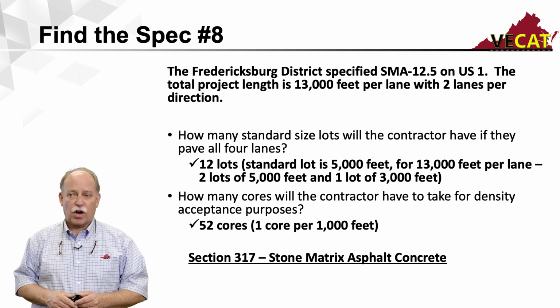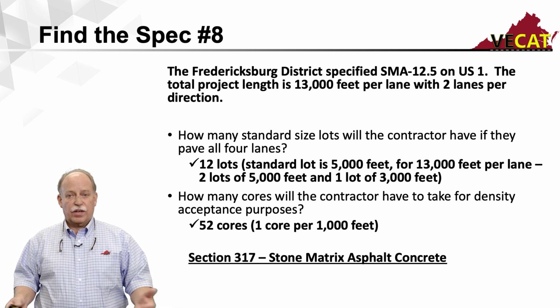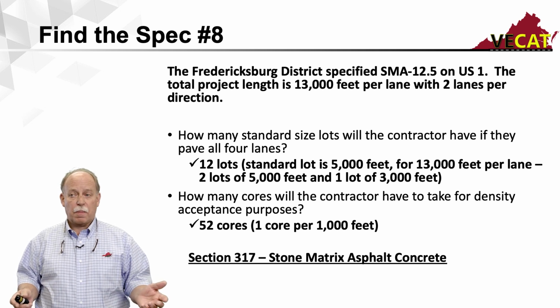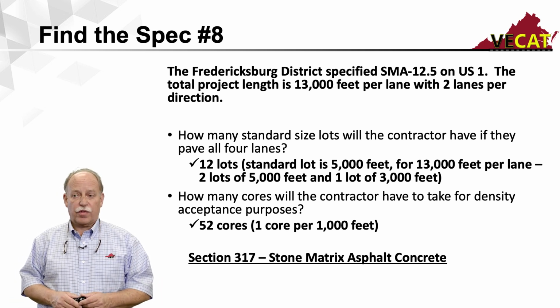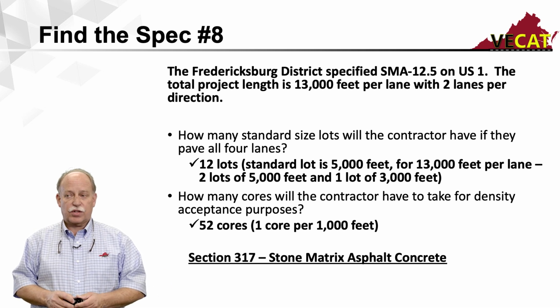How many cores will the contractor have to take for density acceptance? Well, you have to take 1 core for every 1,000 feet. So this is a pretty straightforward calculation. You're going to need 52 cores, right? Because you had to take 1 core per 1,000 feet. That's all found in section 317 of that stone matrix asphalt Road and Bridge specification.